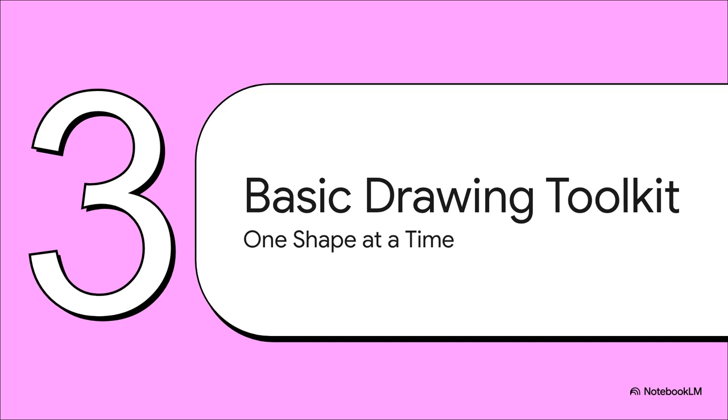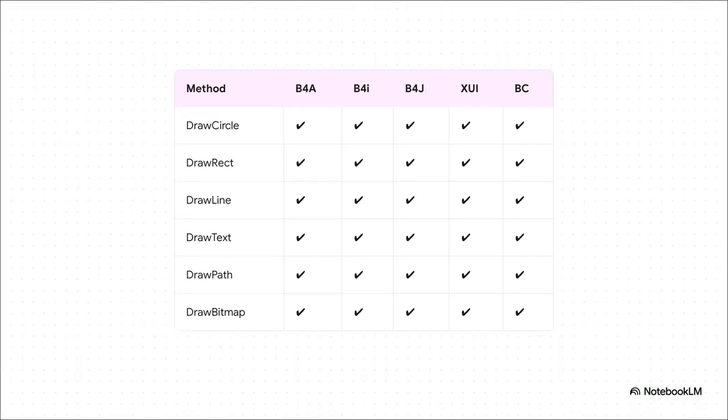All right, so we've got our strategy, we've got our canvas. Now it's time for the fun part. Let's actually pick up the tools and start drawing something. Man, this table just says it all, doesn't it? You've got your core methods here, draw a circle, draw a rect, draw text, and just look at that XUI column, check marks all the way down. This is that whole write once, run anywhere dream, right here in a single table.